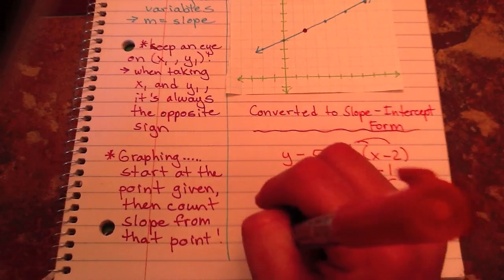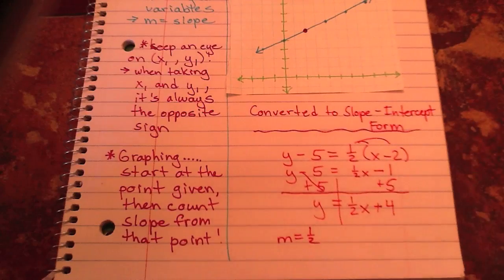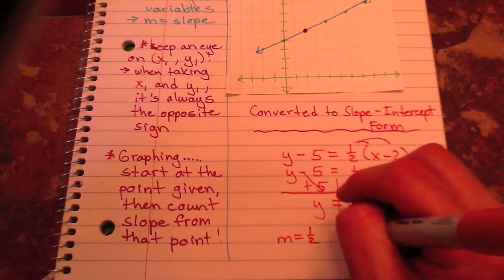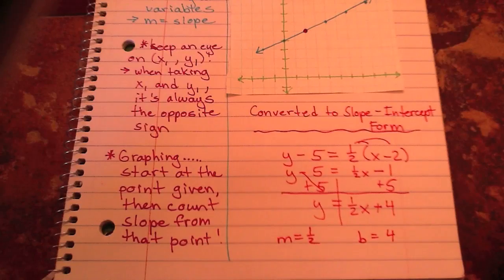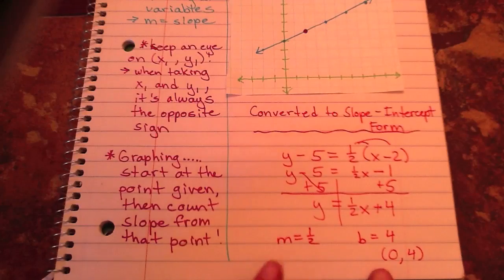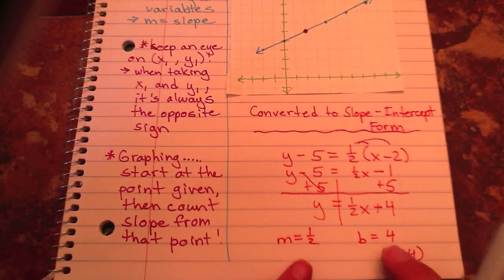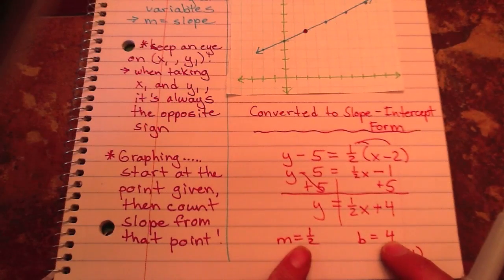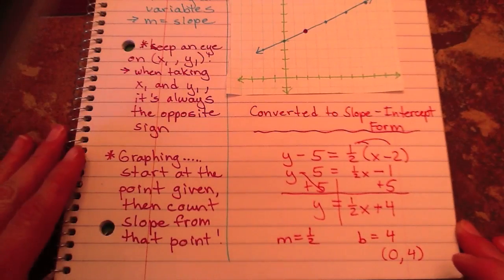So from here, you can take m, which is 1/2, notice it's the same slope as you had before, and b, which is 4. And if we think of that b as a 4, it's like saying 0, 4, point-slope form. Plot the point 0, 4, count out the slope. So it's almost exactly the same. And I want to show you what should happen with these. This, starting at 4 and then counting out my slope, should give me the exact same line on my graph.